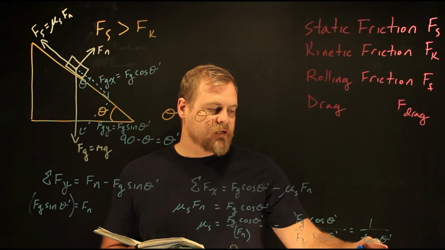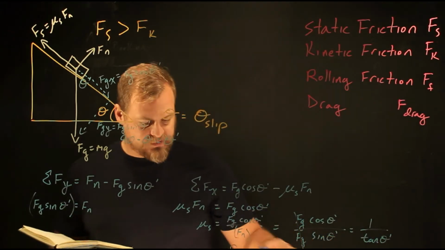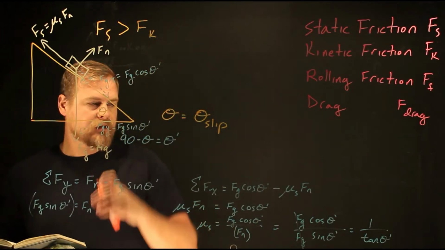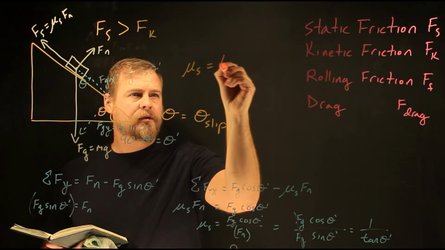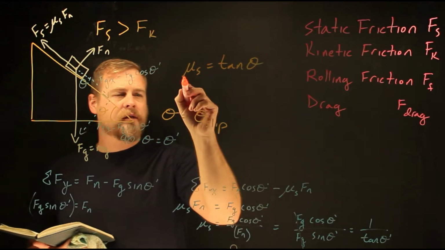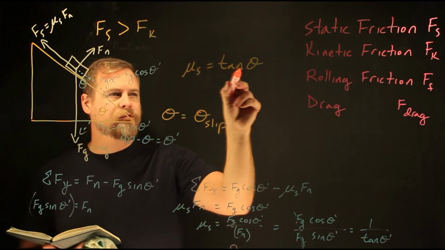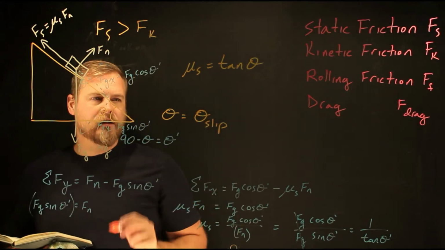Well, if I take the complementary angle here, what I can really say in terms of angle of slip, or this angle of inclination, is this: the mu of static friction, or the coefficient of static friction, is equal to the tangent of theta, where theta is the angle of slip.